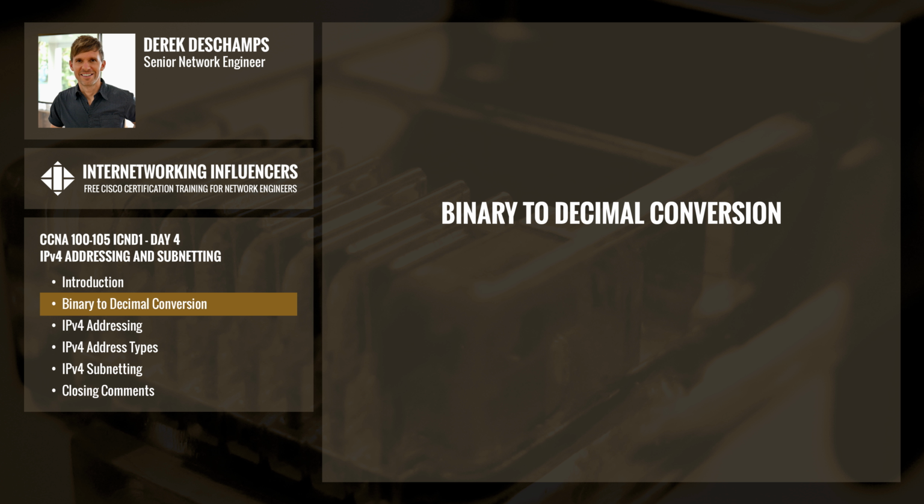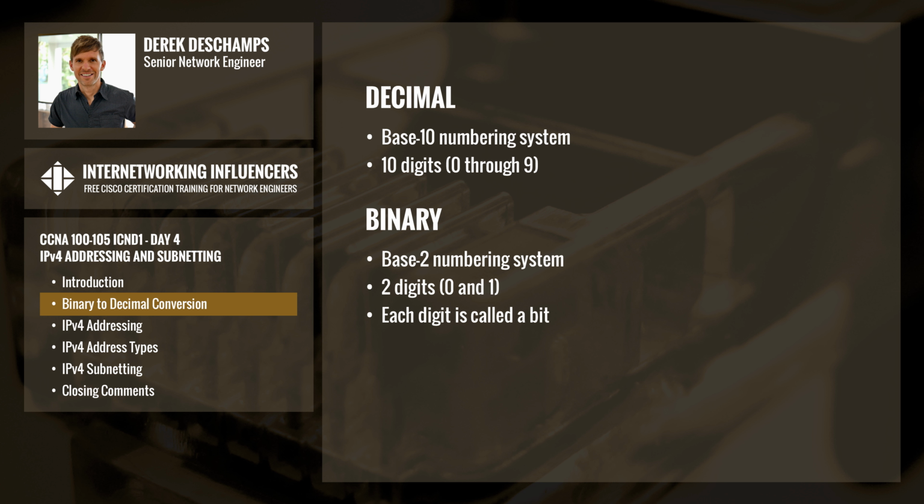Now before we dive into IPv4 addressing and subnetting, it is important that you have a thorough understanding of how to convert between binary and decimal formats. Decimal is a base 10 numbering system that uses 10 digits, the numbers 0 through 9, while binary is a base 2 numbering system that only uses 2 digits, the numbers 0 and 1. In binary, each digit is called a bit.